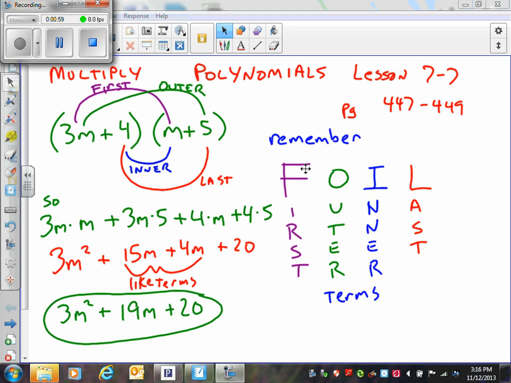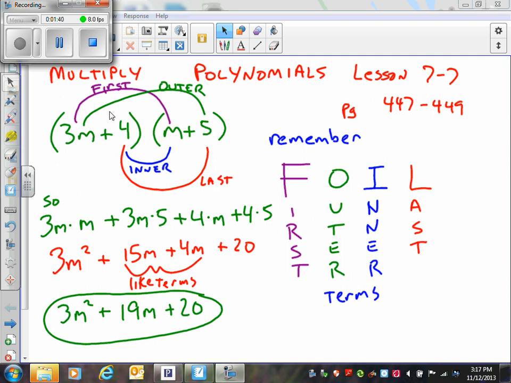There's an acronym, remember FOIL, and FOIL stands for your first term, your outer term, your inner terms, and your last terms. When I say first, I mean this 3m times this m, because they're each the first term in their respective binomials. Then you take the outside terms, when you're looking at these things as a group. This is outside, it's the first one you see, and this is outside, it's the last one you see. So I'd have 3m times 5. Then you take your inner terms, the 2 in the middle, the 4 and the m. And then you take your last terms in each binomial, the 4 and the 5.